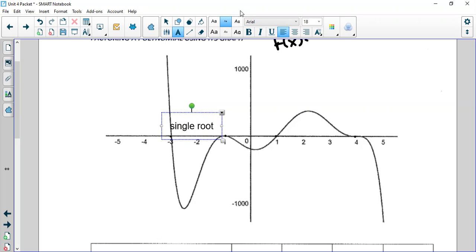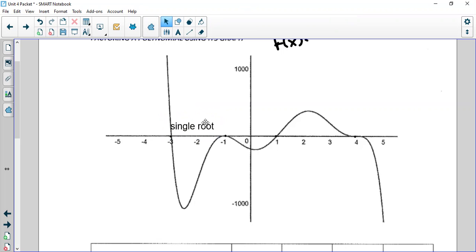Okay, a root is basically an x-intercept, or a root is what makes your function a 0. So if I plug in -3 into my function, you would get 0 because at -3 it's 0. Okay, but anyway, this is a single root because it's going straight through.